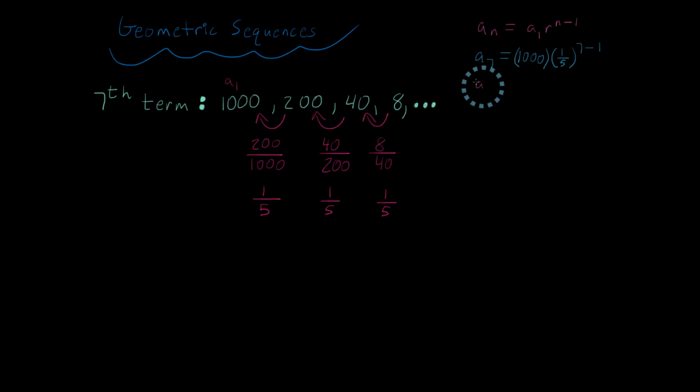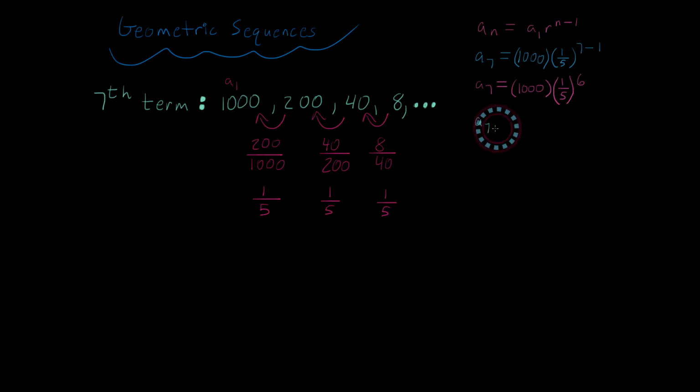So I have a sub 7 is equal to 1000 times 1/5, wrapped in parentheses, to the power of 7 minus 1. So the power of 7 minus 1 is 6. And before I move forward from here, I don't remember if I read through this equation or not, so let me do that. That would be read as a sub n is equal to a sub 1 times r raised to the power of n minus 1. Okay, so now let's actually go through this equation. I'm just going to clean it up from here.